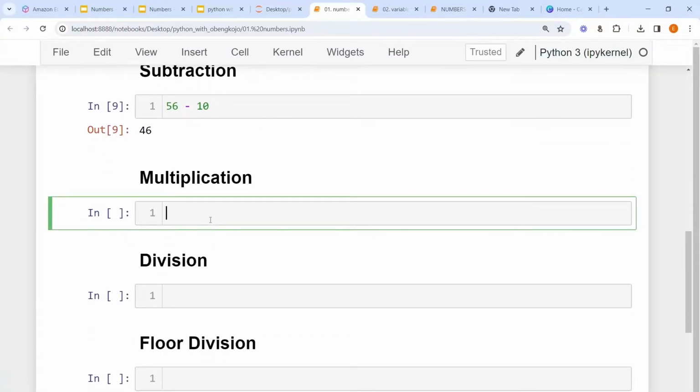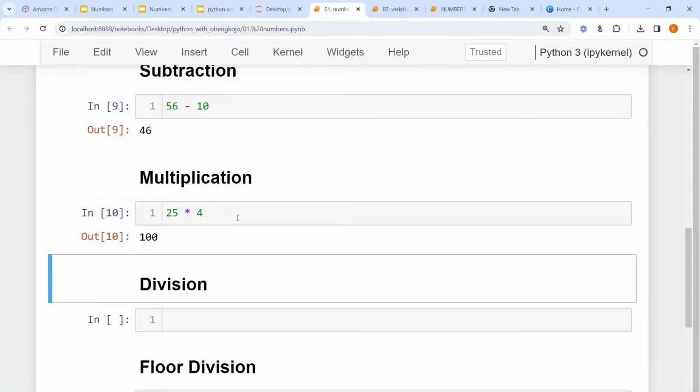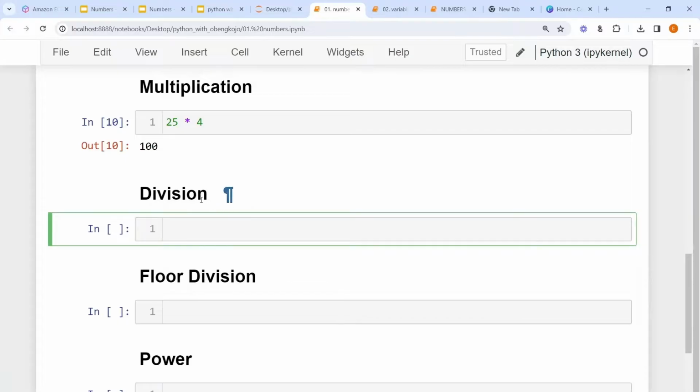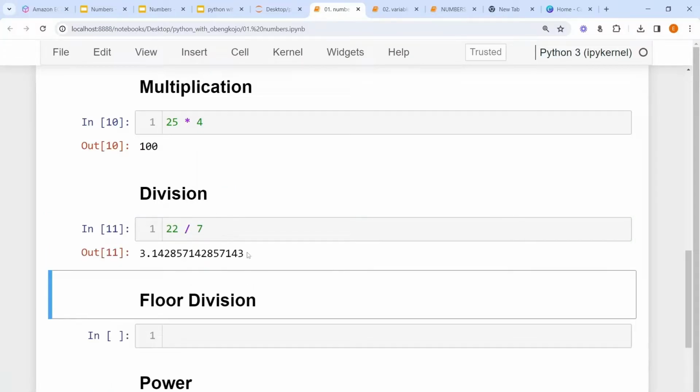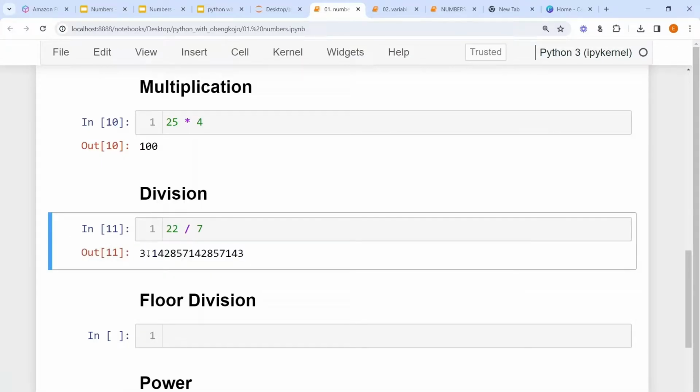Now let's look at multiplication in Python. I can go ahead and say 25 times, and for times we use the asterisk sign, 5, and let me do times 4. Let's run, and we have 100. Now for division, it is the same division that we know. So if I go ahead and do 22 divided by 7 and I run that, we all know that is the value of pi. I'm going to get 3.142.